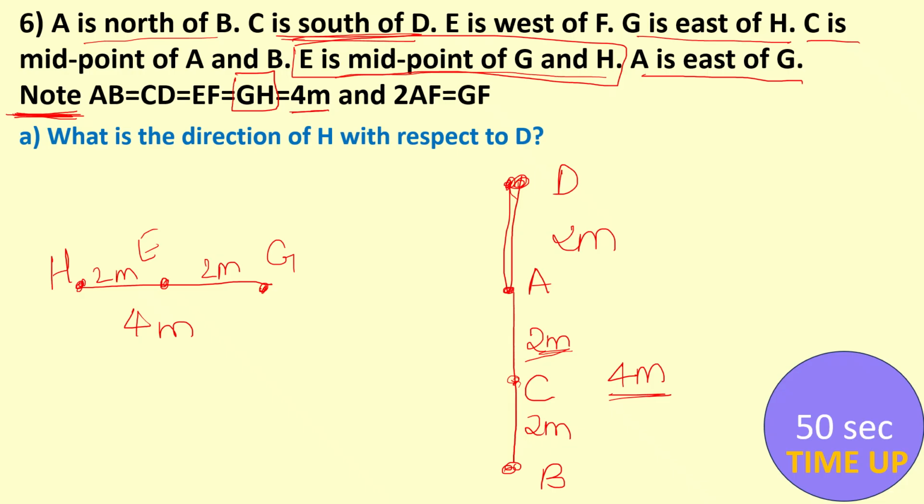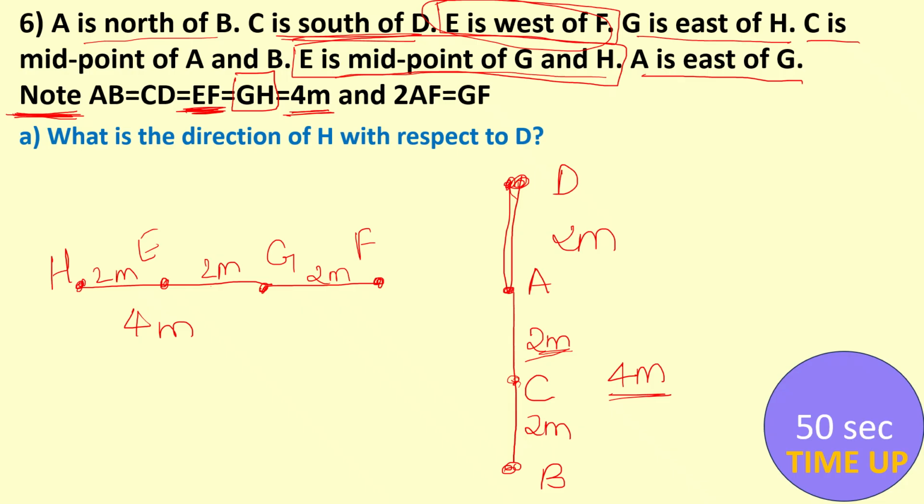Then here one point is left. E is the west of F. This point is left. E is west of F for how many meters? EF is also equal to 4 meter. So if this is 2 meter already, then EF, here F if I draw, it will be also 2 meters. So together it will make 4 meter.